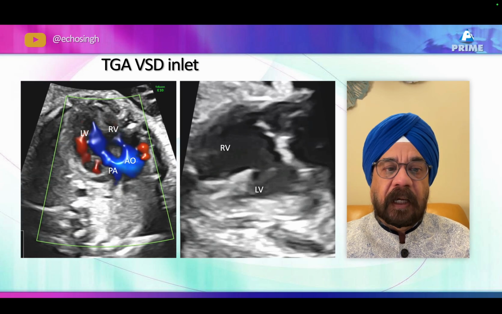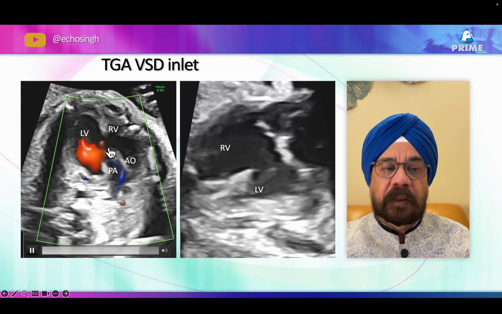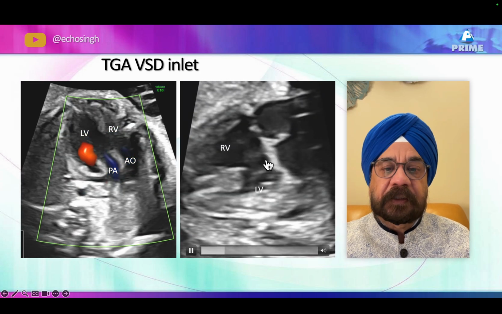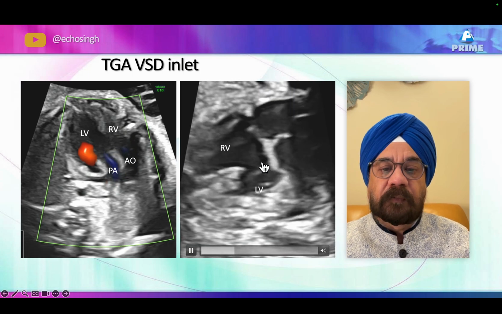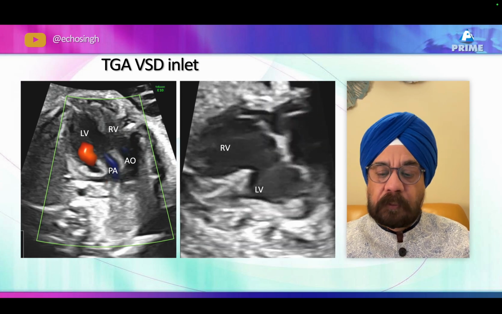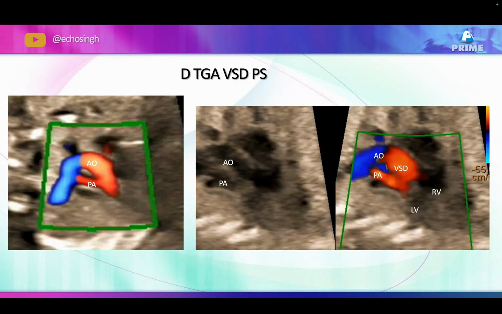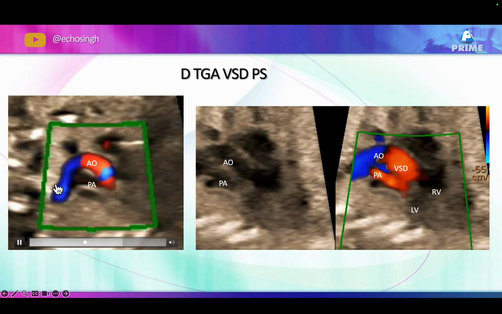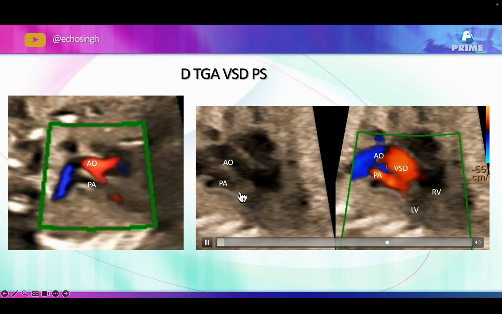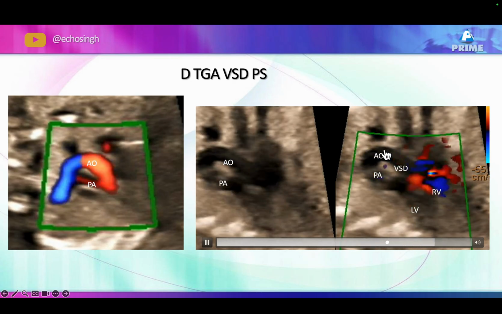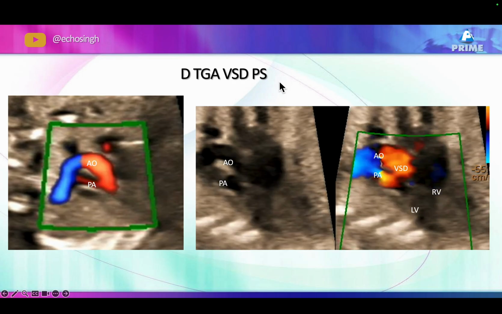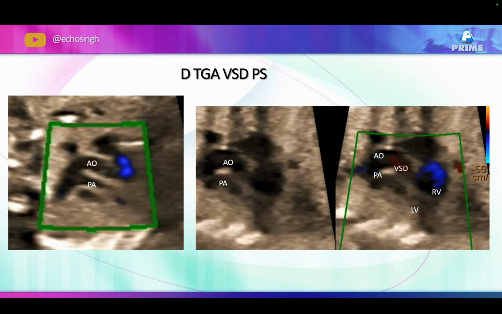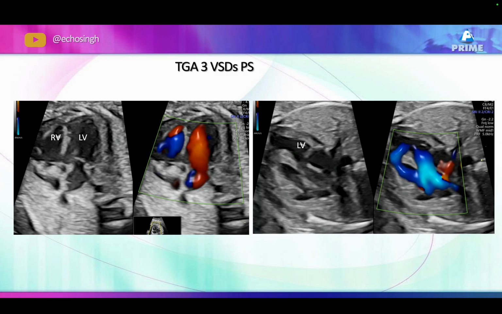Second, if you have a large VSD on the outflow and it extends into the inflow, this is the inlet VSD, which is an extension from the outflow. With such a large VSD, it is going to put a surgeon's job in a difficult situation. Then you have a pulmonary stenosis. Once you have a pulmonary artery which is small, with a VSD, and aorta size is fine, the TGA with VSD and PS again is a difficult situation, because we may not be able to do a switch operation which is ideal.